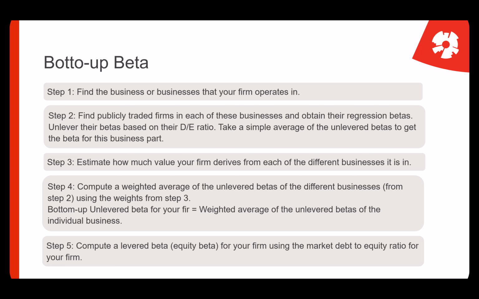Now next, we calculate the average unlevered beta for each industry. After that, we weigh these averages based on how much of the company's value or revenues come from each industry. Finally, we re-lever the overall beta using the actual debt to equity ratio of the company we are valuing. Now this gives us the equity beta, which captures both business risk and the firm's financial leverage.